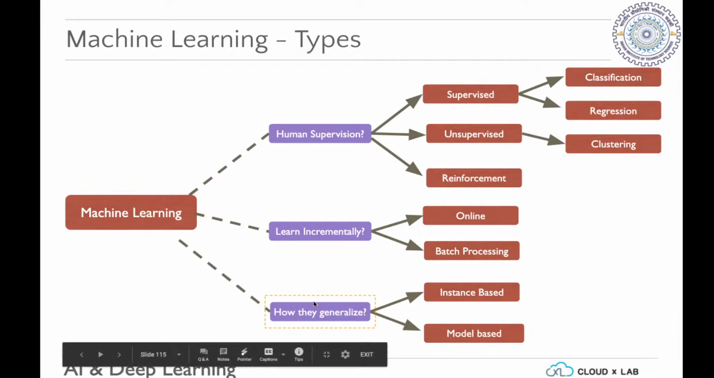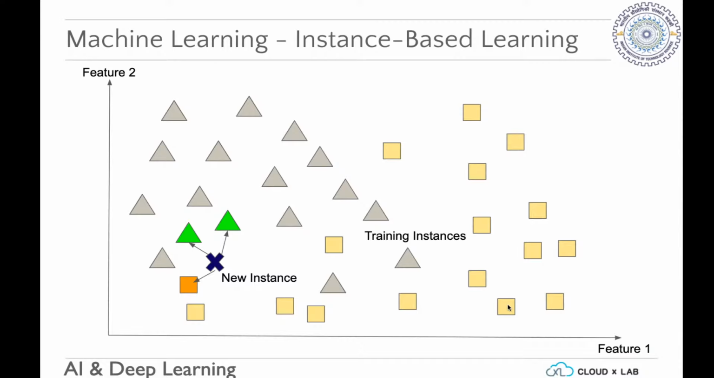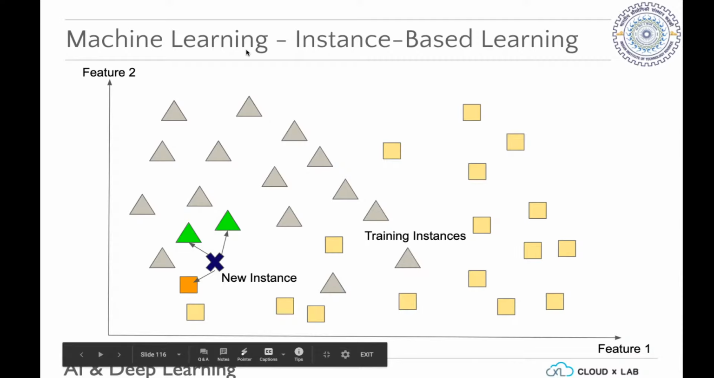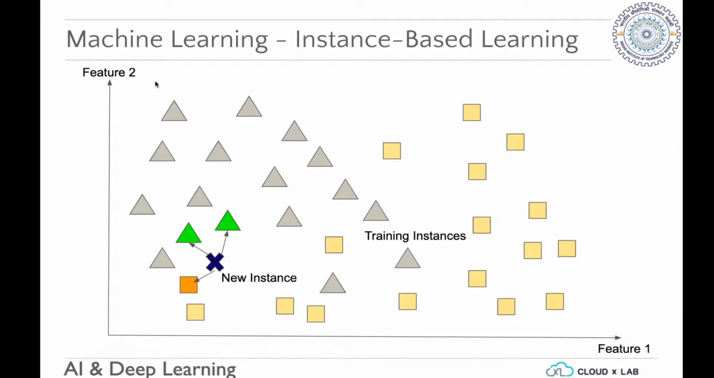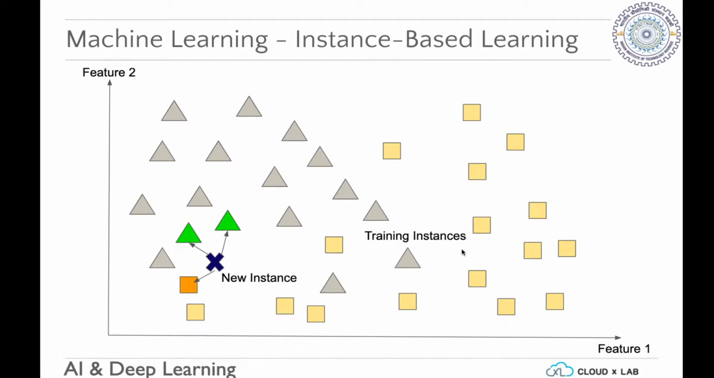Now you're aware of how they generalize. Now we're going to talk about generalizing in machine learning. There are two parts to it. One part is called instance-based machine learning. Say, for example, you have a set of data of squares and triangles, and that's your label set. You've said that these are squares or triangles.